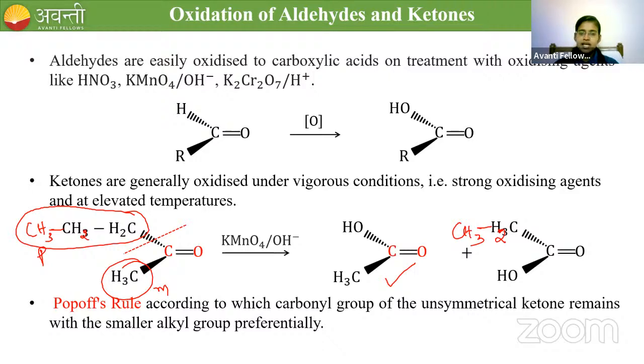So you should memorize the oxidizing agents list: HNO3, potassium permanganate and potassium dichromate. We have seen a list of reducing agents, right? Hydrogen with platinum or nickel, lithium aluminum hydride, and sodium borohydride. In the same way, you have to memorize this for oxidizing agents.